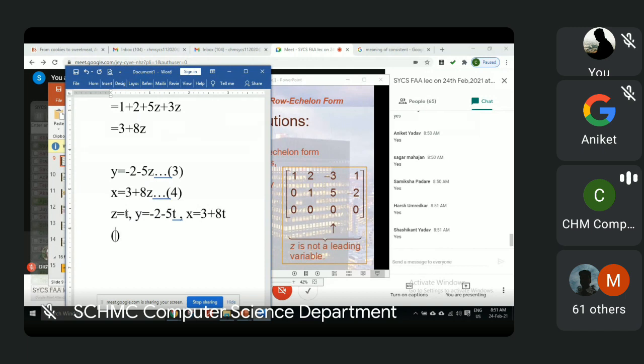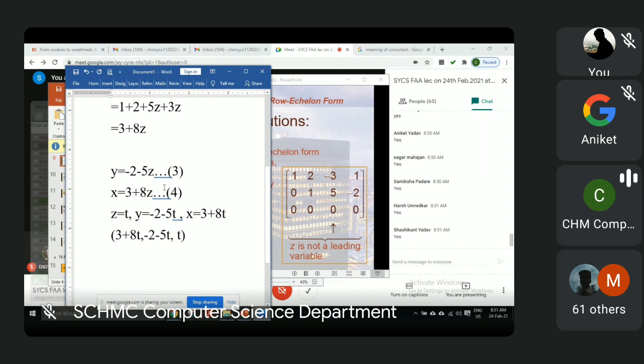My solution will be x comma y comma z, which will be 3 plus 8t, minus 2 minus 5t, and t. Such kinds of solutions are called parametric solutions. Why parametric? Because I have a variable called t, which is my parameter. You give me a value of t, I will substitute it in this particular tuple and I will give you the answer. So these are parametric solutions.